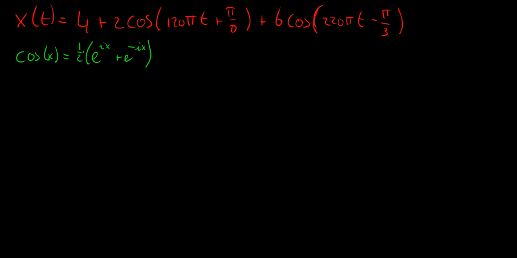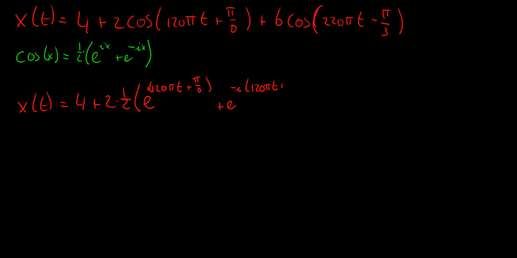So we transform our cosines with this formula. So we get 2 times a half of e to the power i(120 pi t plus pi over 6) plus e to the power minus i(120 pi t plus pi over 6). Like that.